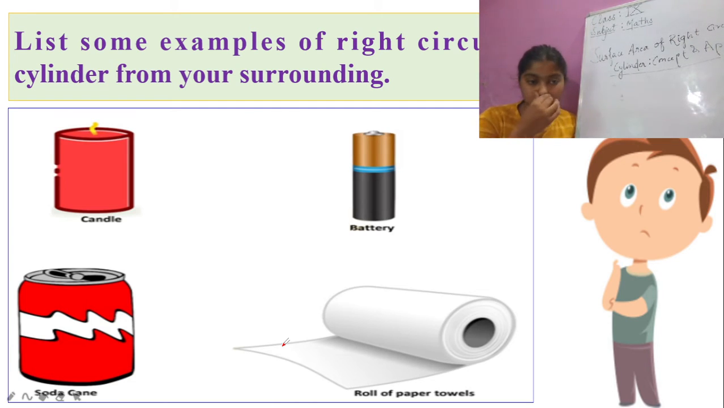Okay students, very good. So we have more examples like a candle, battery, soda can, roller of a paper towel. All these are examples of right circular cylinders.